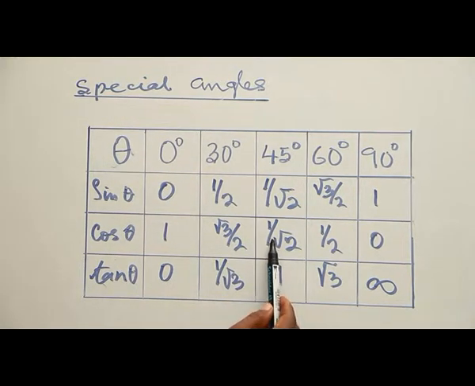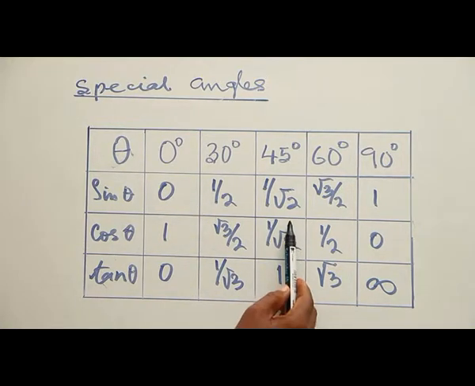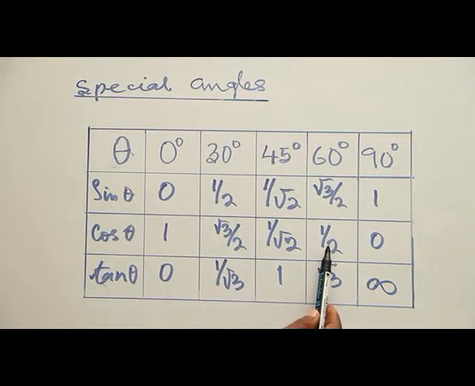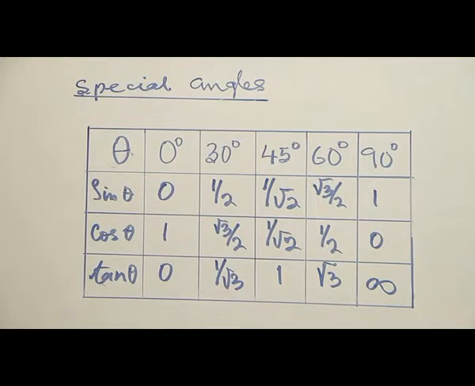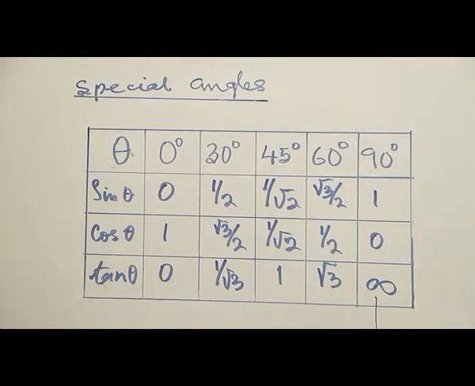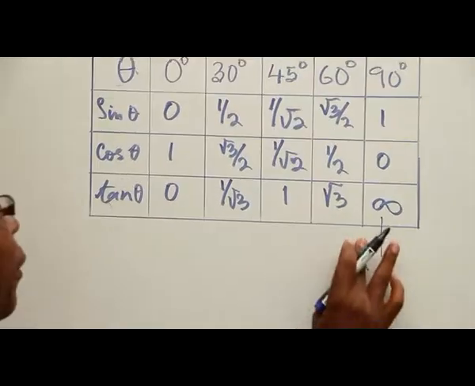Cos 45 degrees is 1 all over root 2, or root 2 all over 2. And cos 60 degrees is half. Cos 90 degrees is 0. Now, tan 0 degrees is 0, tan 30 degrees is 1 over root 3, tan 45 is 1, tan 60 is root 3, and tan 90 is infinity. We call this infinity.